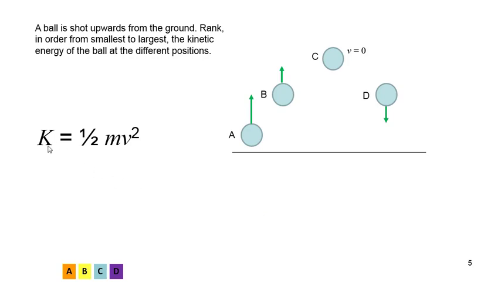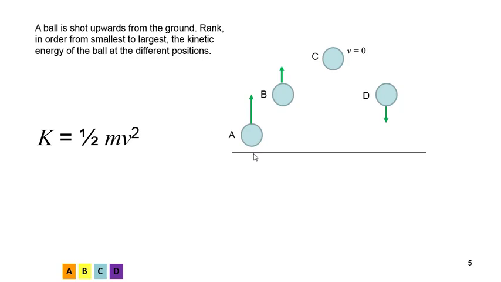Well, we can recall our formula for kinetic energy. It's just 1/2 mv squared. So wherever the ball is moving the fastest is where it has the most kinetic energy. I know that when it's at the top, it's not moving at all. So up here, the speed would be 0. So the kinetic energy up here is 0.